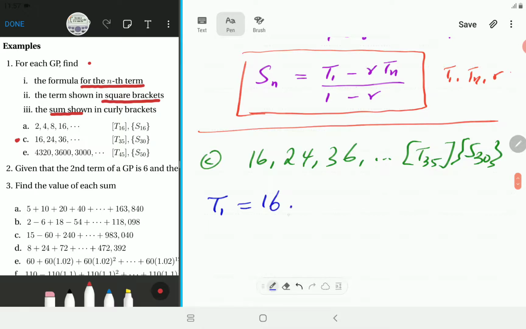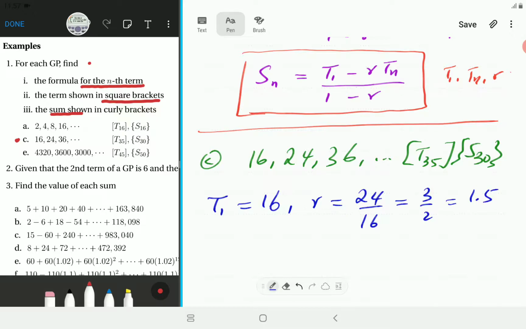So T1 is 16 here. R is gonna be 24 over 16. Now 8 goes into 24 3 times, and twice into 16. So this we can keep as 3 on 2, or we can write as 1.5.